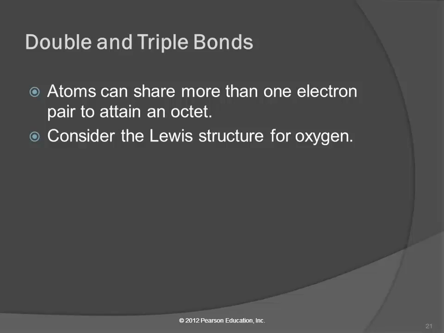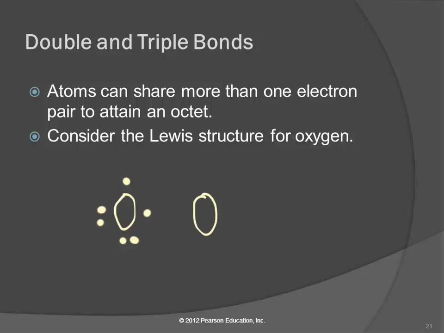We talked about sharing one pair of electrons. That's called a single bond. But sometimes atoms will share more than one pair of electrons. So let's look at oxygen. What's oxygen going to do? So oxygen has how many valence electrons? Six. One, two, three, four, five, six.